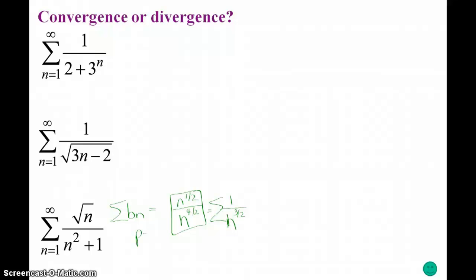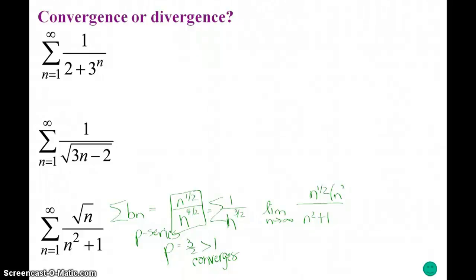All right? But b sub n, a good b sub n for us, is this series right here. This is a p series where p equals 3/2. That is greater than 1. This p series converges. So I'm going to take the limit as n approaches infinity of n to the 1/2 over n squared plus 1 times n to the 3/2 here in the numerator. Hopefully you can follow the work. I just put this in the denominator and flipped it and multiplied straight across.